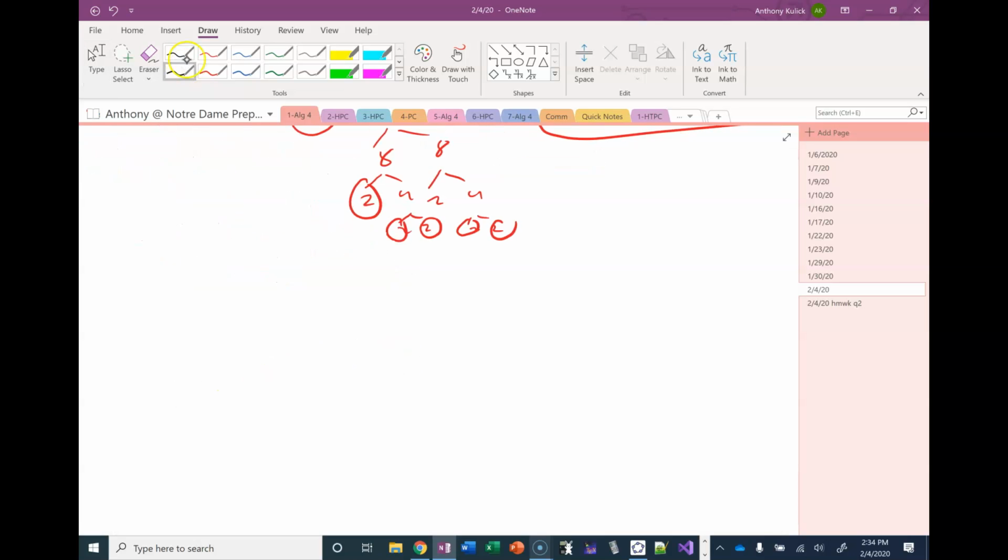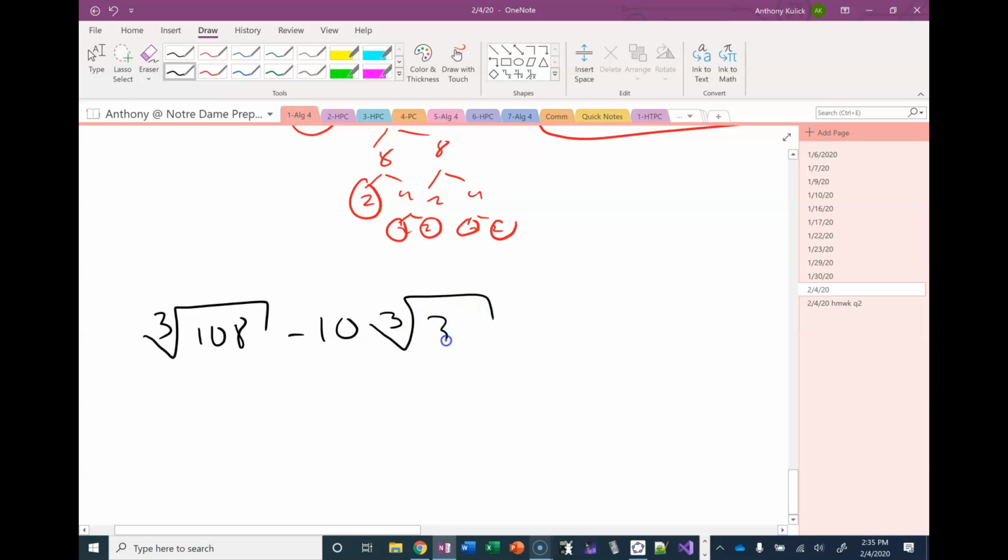Let's do another then. How about cube root of 108 minus 10 times the cube root of 32? Can I subtract these as they're currently written? No. Might I be able to subtract them still? Maybe. How would I know? You've got to reduce the radicals to find out, right?